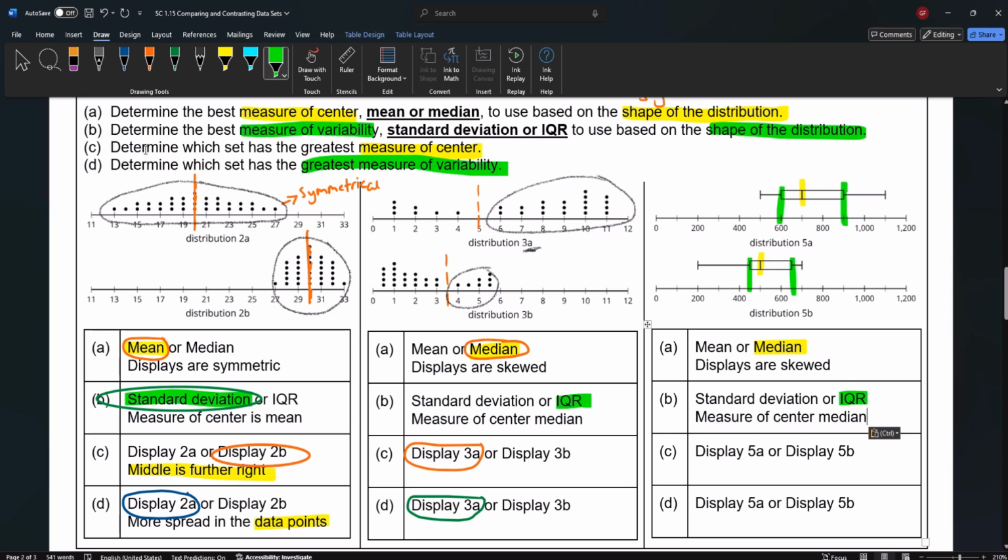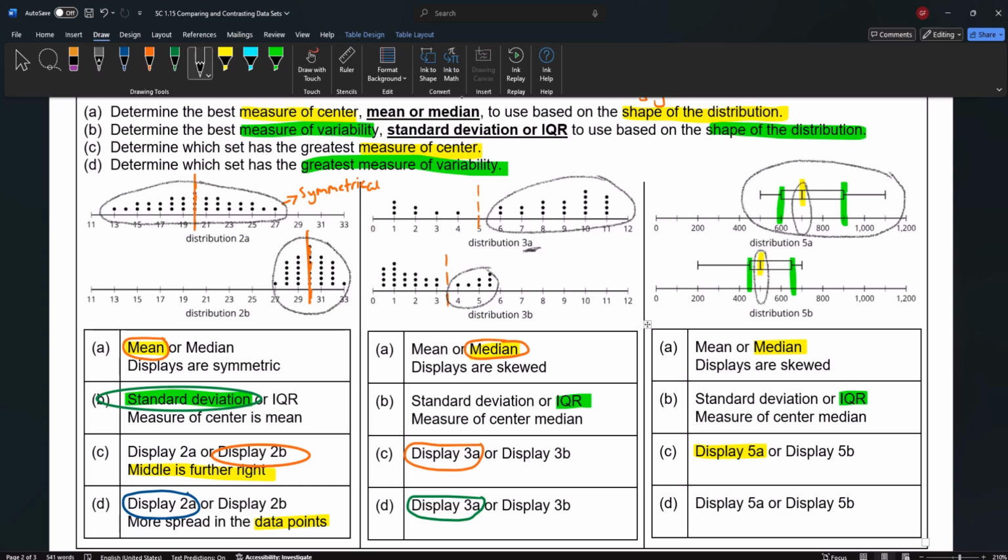Now determine which set has the greatest measure of center. Like I said, this is actually very simple to see in box plots. Wherever your box plot is more shifted towards the right, that is the one you're going to pick as having the greatest measure of center. In this case, it would be distribution 5A. And why? Because the middle is further towards the right. You're basically just looking at the median in our box plots.